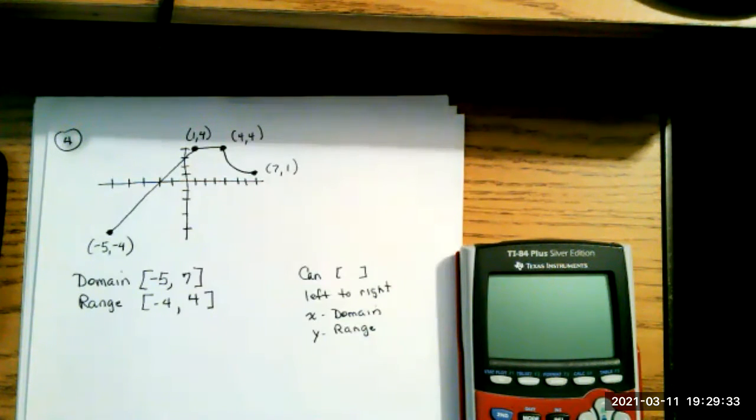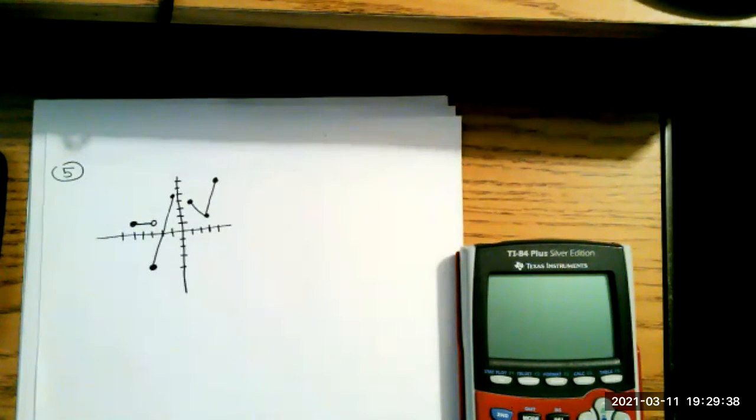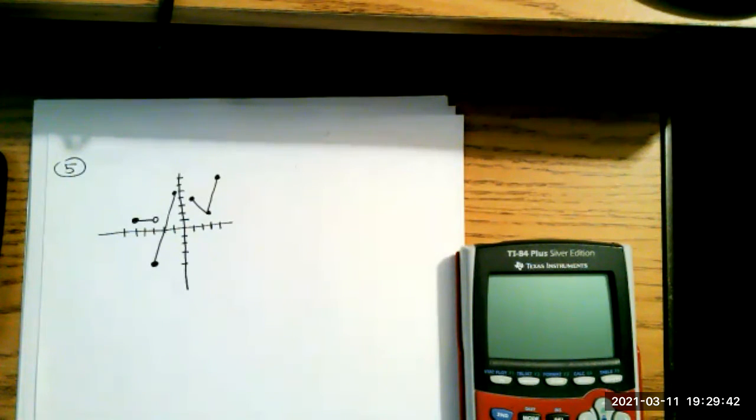All right. Let's try number 5. This on number 5 says domain and range. I don't think it says anything at all about intervals. Nope. But this is not continuous. This has got breaks in it. And there's a dot that's an open circle instead of a closed one.